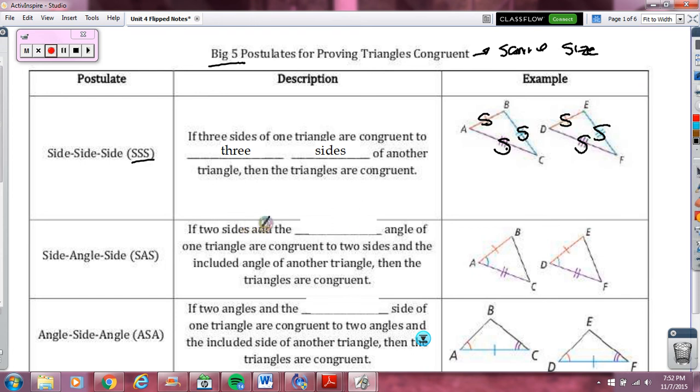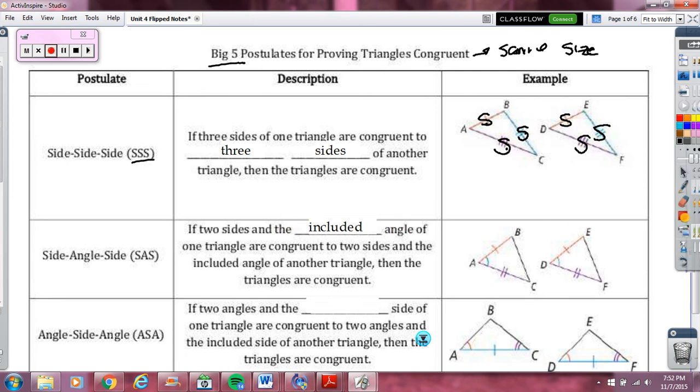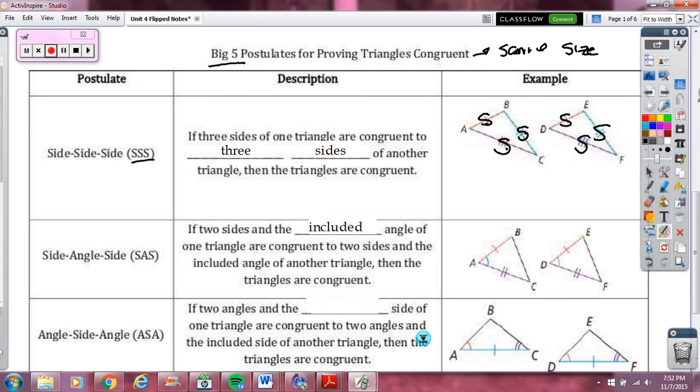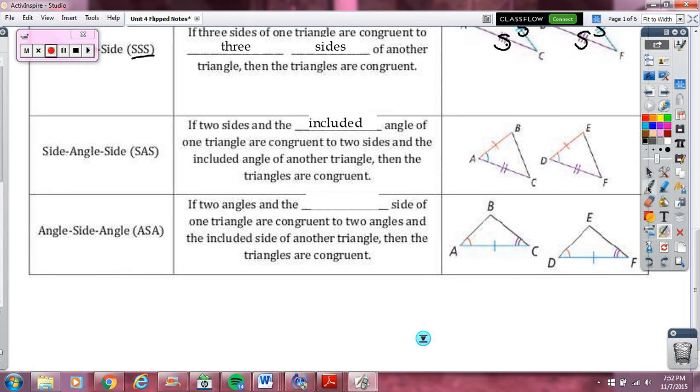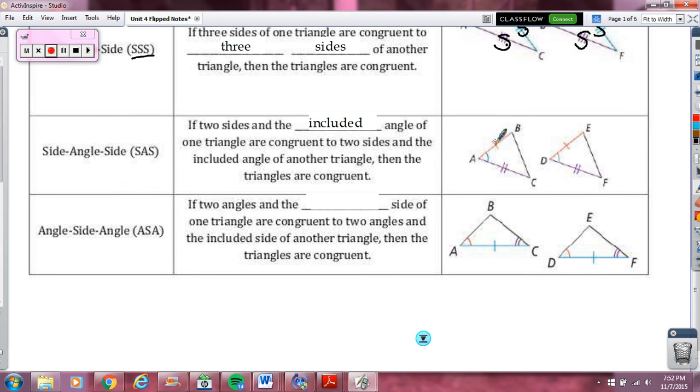Side, angle, side. If you've got 2 sides and the included angle of one triangle congruent to 2 sides and the included angle of another triangle, then they've got to be congruent or the same size. So like triangle number 1 here has a side, the same as one of the ones over here, an angle, the same as one of the ones over here, and a side, the same as one of the ones over here. So by SAS, we could say that those 2 triangles have to be the same size.